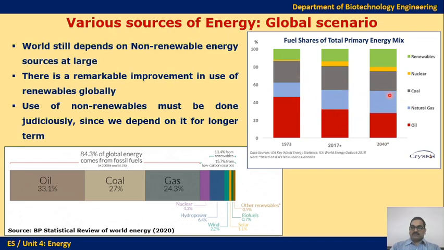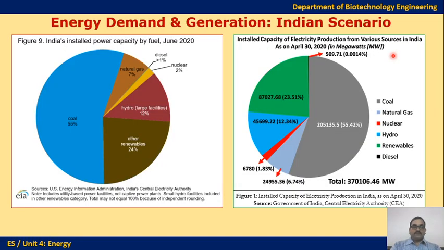Natural gas obviously is likely to increase because of its abundance and availability. Coal will see a reduction. Nuclear would increase. Renewables will increase. So it depends upon how it is impacting the environment also. That's also one of the factors.